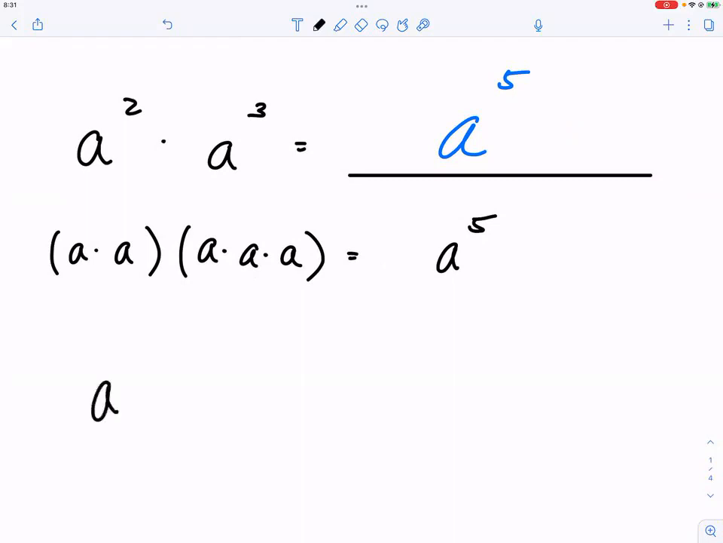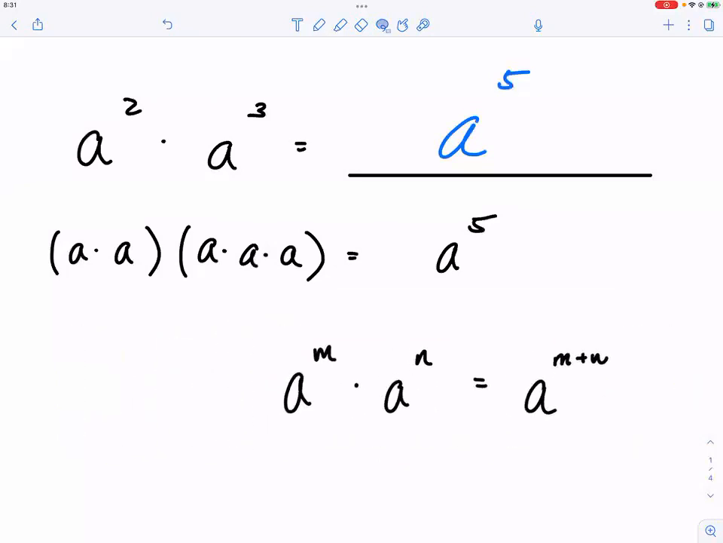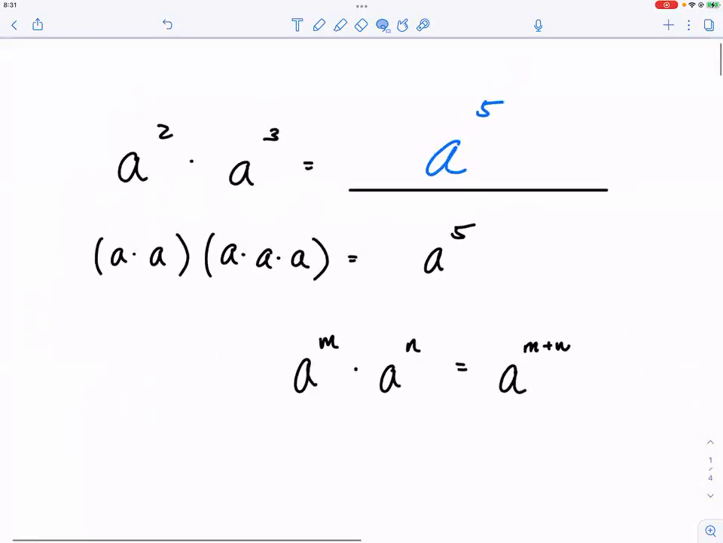So we'll say, all right, what would be the generic rule that you can write down? If it's a to the m power times a to the n power, what does that equal? A to the m plus n. Okay, so do not just memorize the rule. And this is as honest and as sincere as I could be to advise you.